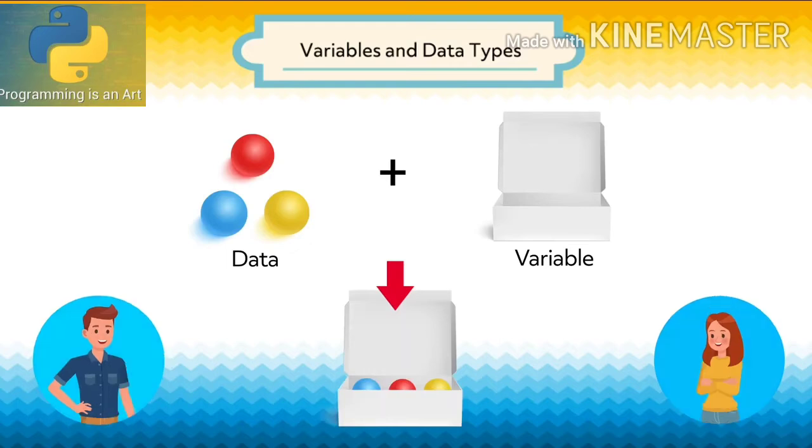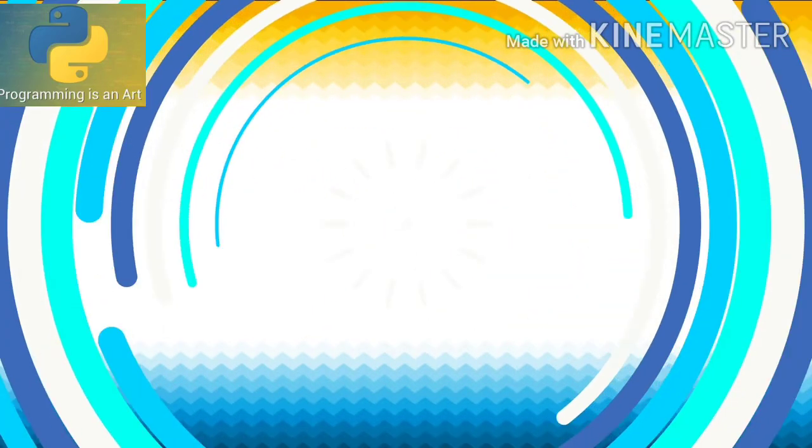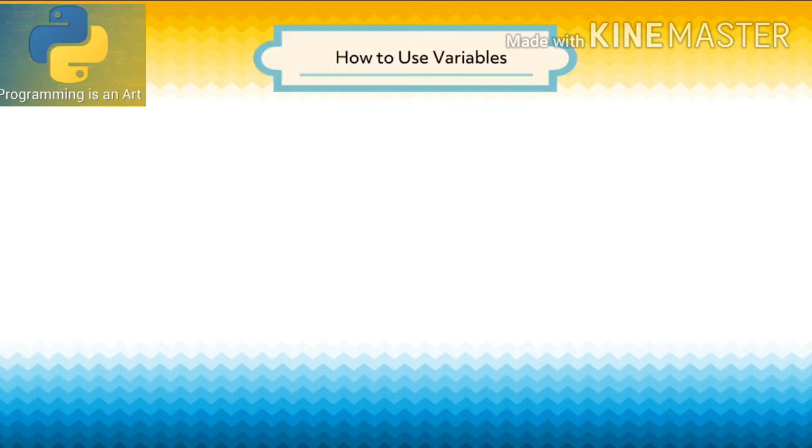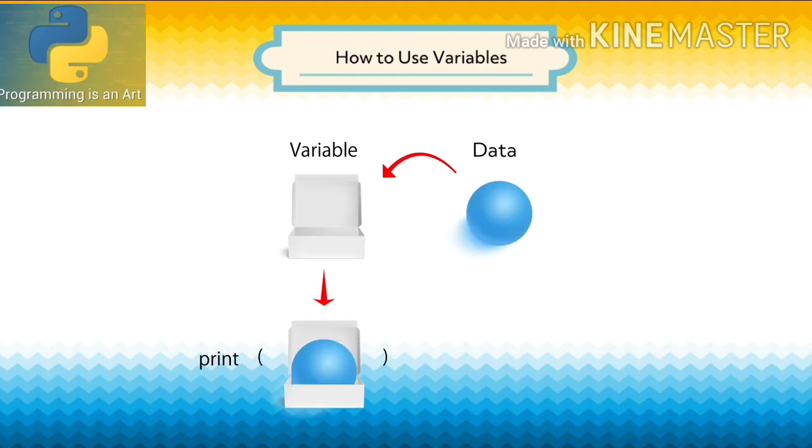There are some balls and there is a box. I can put different kinds of balls inside a box. That means inside a variable. So the values of the variable are different. We can use different variables for different data types or data. That means the data type for each kind of ball is different. Clear? So now I will explain how to use variables.